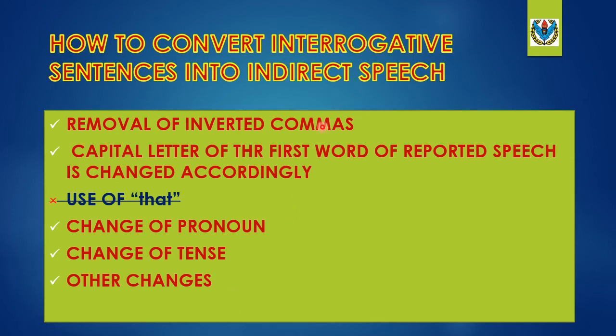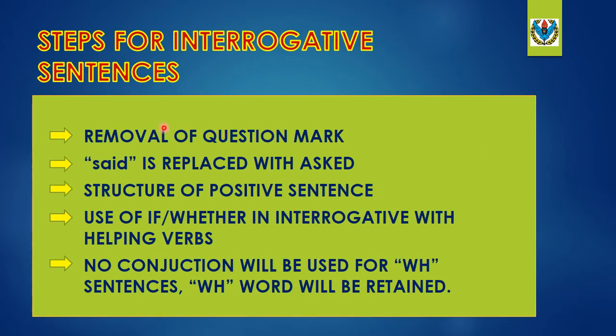So these 1, 2, 3, 4, 5 steps will remain the same. The 5 steps that were involved in the conversion of an assertive sentence will also be used while converting an interrogative sentence. Let's see how many more steps are involved in conversion. Removal of question mark. We have just learned that we remove the question mark when we convert it into indirect speech. Said is replaced with asked.